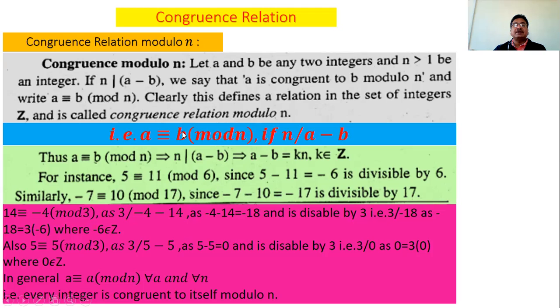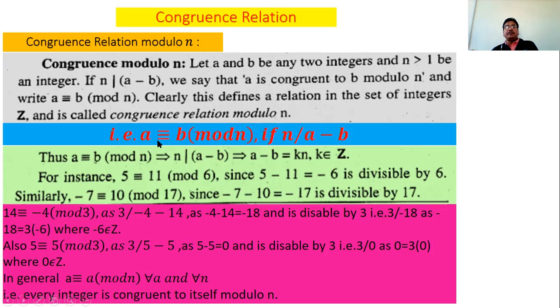And this relation is called the congruence relation modulo n. Just remember this definition, that a is congruent to b modulo n if n divides a minus b. You know this is written using this notation, a, then these three lines, b in round brackets mod n, read as a is congruent to b modulo n.